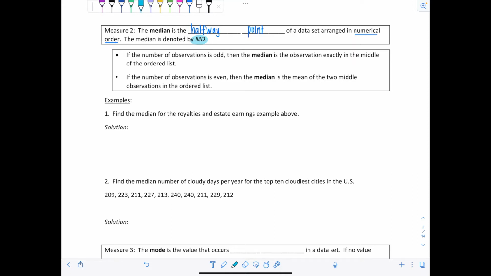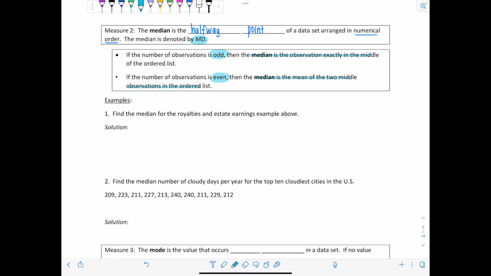So if the number of observations, if your sample size is odd, then the median is smack dab, it's exactly in the middle. Okay, you just got to figure out where the middle is. And then if the number of observations is even, then you're going to have two observations that split the middle. So the way you find the median is you're going to actually average or find the mean of those two middle observations in the ordered list. I'll show you exactly what I mean, okay?